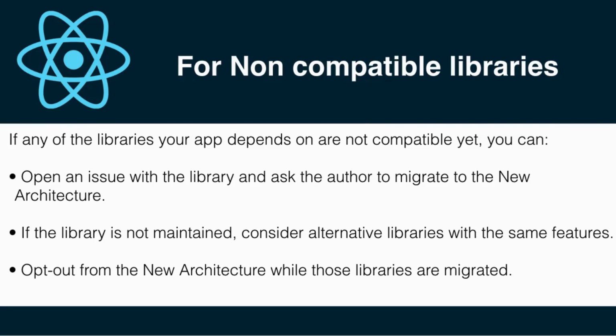For non-compatible libraries. If any of the libraries your app depends on are not compatible yet, you can open an issue with the library and ask the author to migrate to the new architecture. If the library is not maintained, consider alternative libraries with the same features. Or you can opt out from the new architecture while those libraries are migrated.